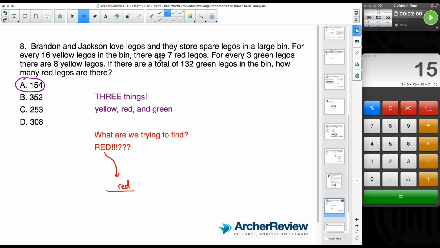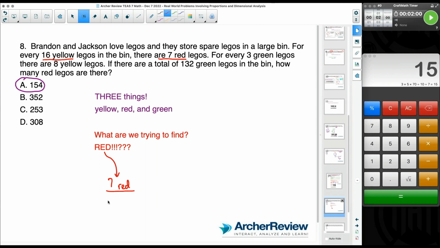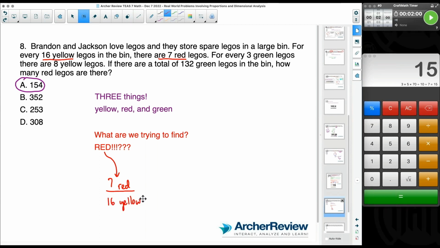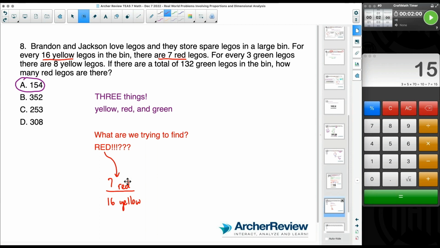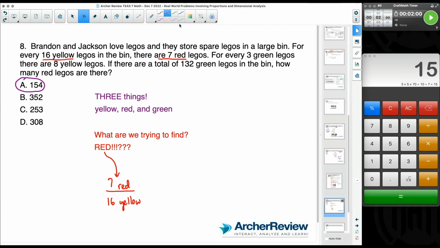So what do we know about red? For every 7 red, there are 16 yellow. Had you put the 16 yellow at the top, it would be wrong. You are not off to the right start. If you start off with what you're trying to find, I can guarantee you it will work itself out with practice, of course. So what do we need to get rid of?